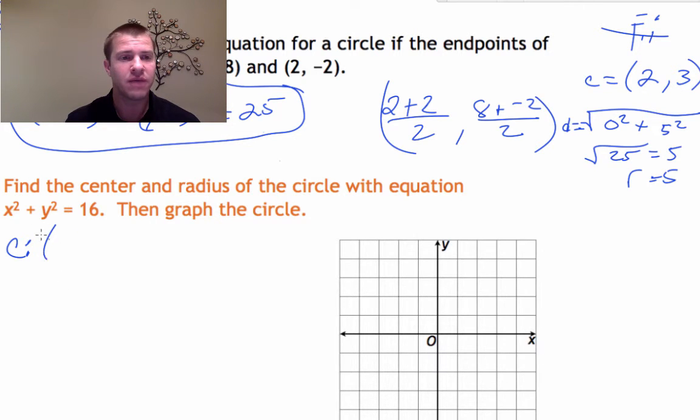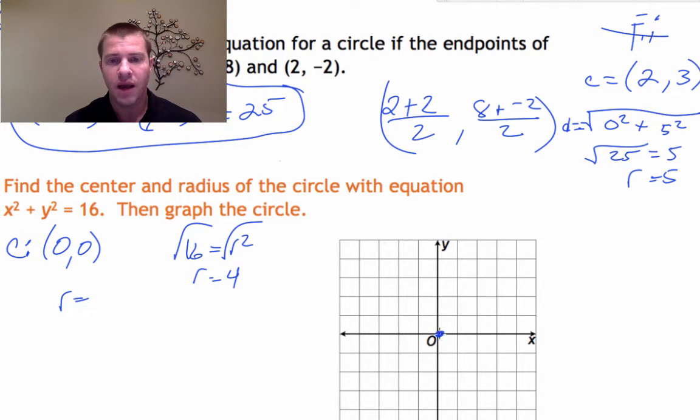So I have the center, because it's just x squared plus y squared, it's going to be 0, 0. And my radius, well, 16 is equal to r squared. Take the square root, the radius is equal to 4. So I have my center, and I'm just going to put 4 points, one up, down, left, and right in each direction from that center, 1, 2, 3, 4, and draw the circle as best you can.